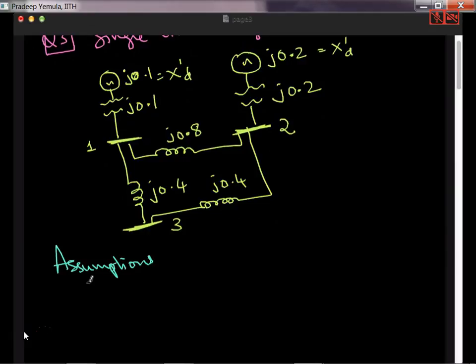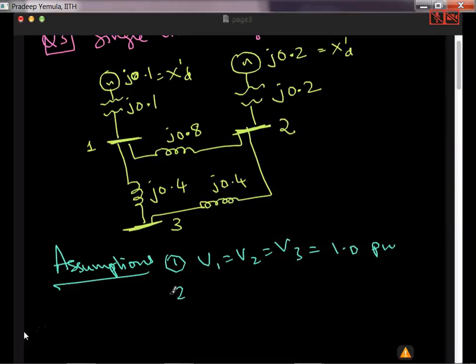So the first assumption is V1 equal to V2 equal to V3 equal to 1.0 per unit. The second assumption is no load on the network. So you notice I have a small power system. I have shown two generators, but there are no loads. There is no load at bus 2, there is no load at bus 3, there is no load at bus 1. So completely there are no loads at all.